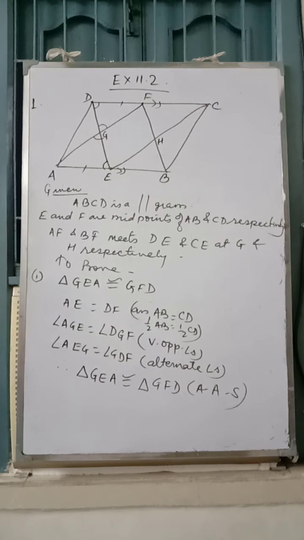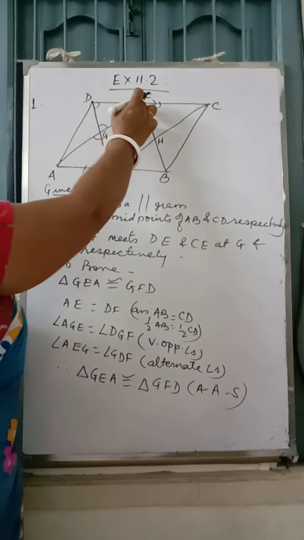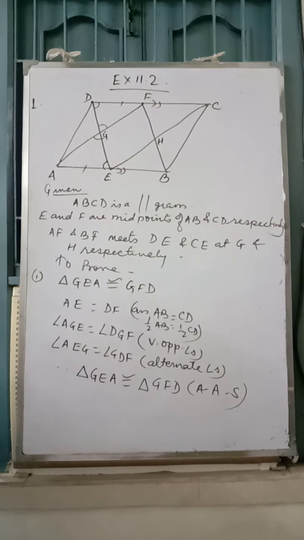Then we have to prove finally EGFH is a parallelogram. Number A I have proved. Number B is similar to number A. Now number C, how to prove EGFH is a parallelogram. EGFH is a parallelogram, we have to prove.